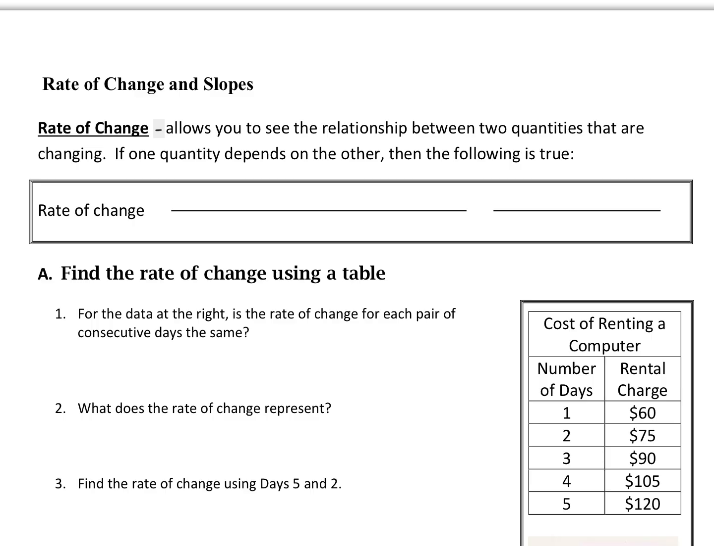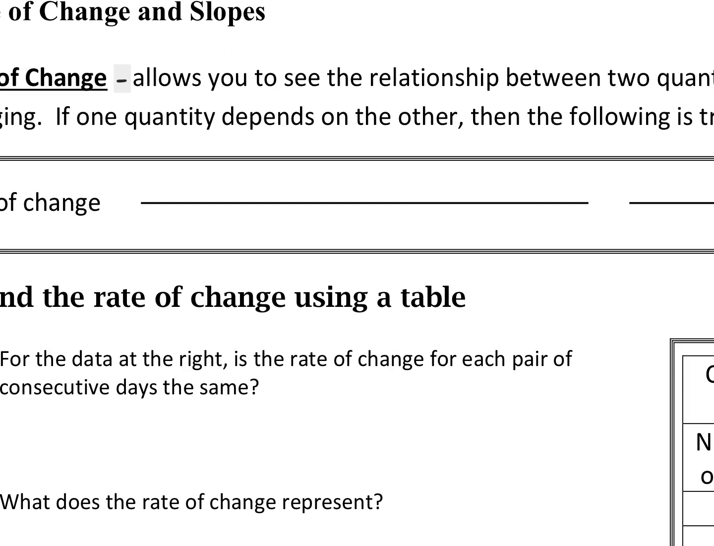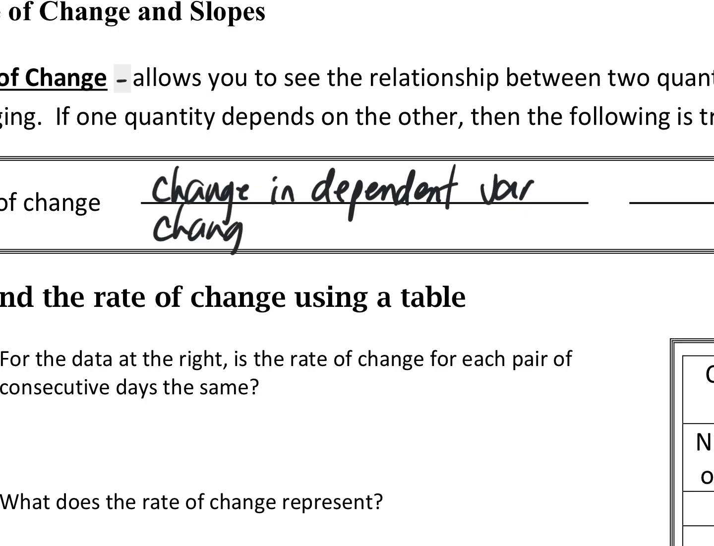Rate of change and slopes. Rate of change allows you to see the relationship between two quantities that are changing. If one quantity depends on the other, then the following is true. The rate of change is going to be the change in dependent variable over the change in independent variable.